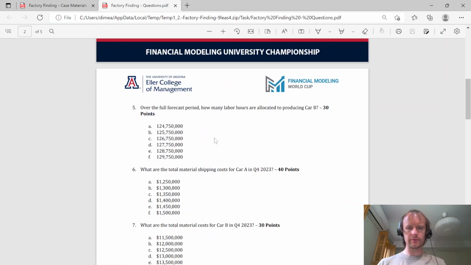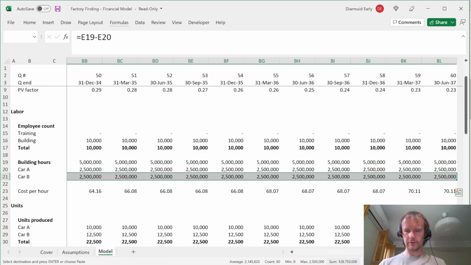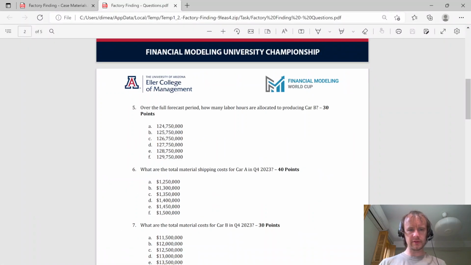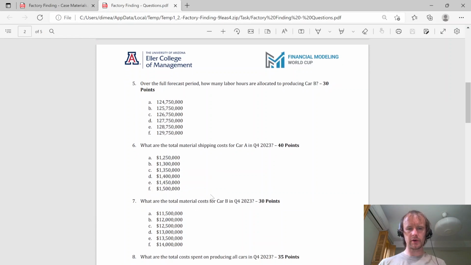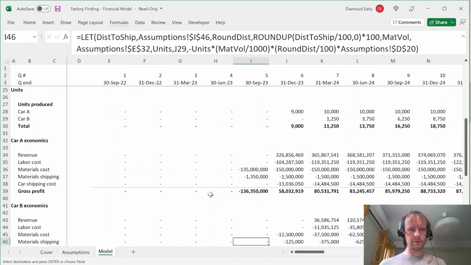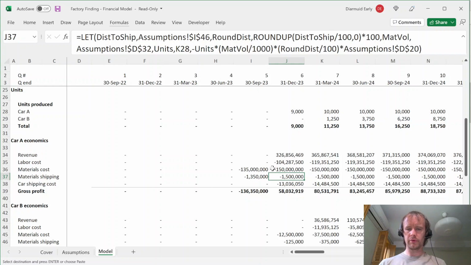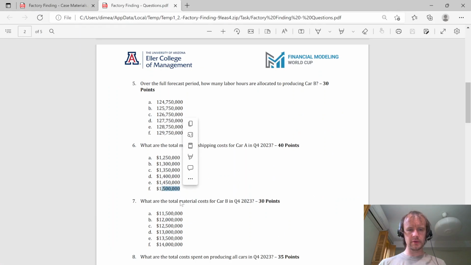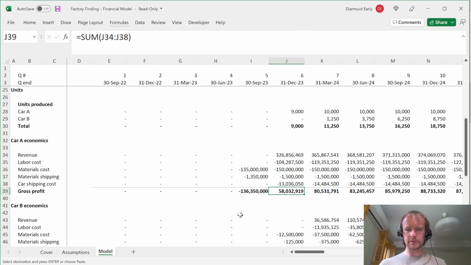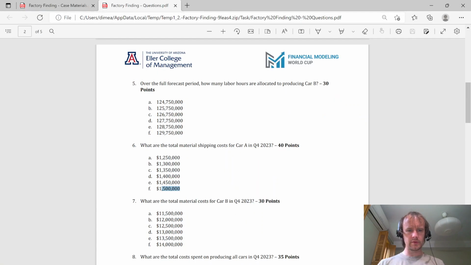Over the forecast, how many labor hours are allocated to car B in total? So car B building hours, and it's a total of 128,750,000. Good. Total material shipping costs for car A in Q4 23. So where's my car A? Economics. Material shipping in Q4 is 1.5 million. That's that one. Total material cost for car B in that same quarter, which is 12.5 million. All good.